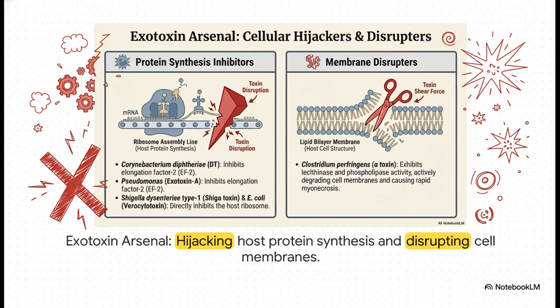Now, unlike the non-specific inflammatory cascade of endotoxin, exotoxins are highly specific, precision-guided weapons. This first category includes toxins that inhibit host protein synthesis, like diphtheria toxin, which shuts down cellular machinery at the ribosomal level. Another group directly disrupts cell membranes, like the alpha toxin of Clostridium perfringens, which is a phospholipase that degrades cell membranes and causes a massive tissue necrosis.